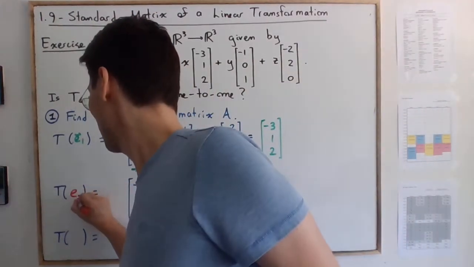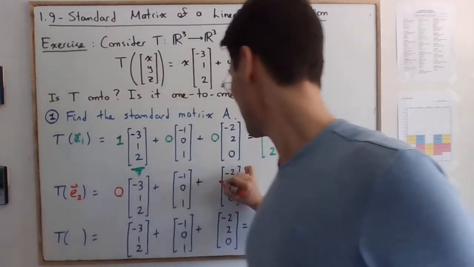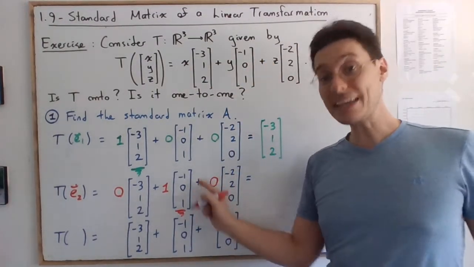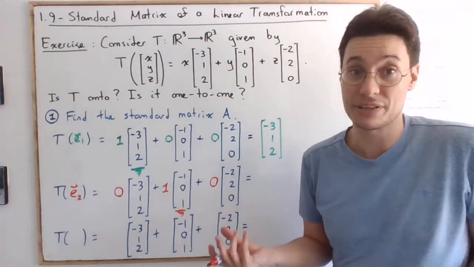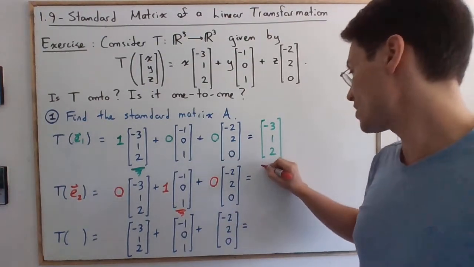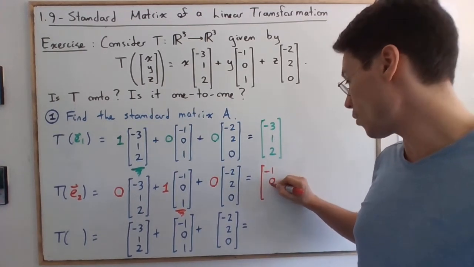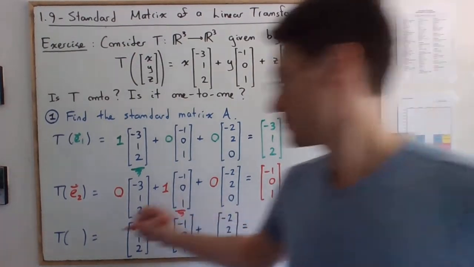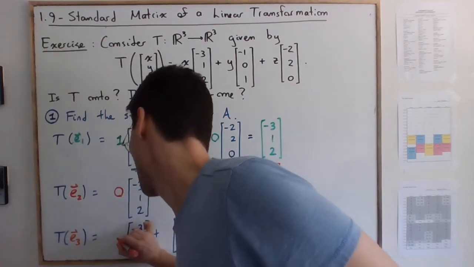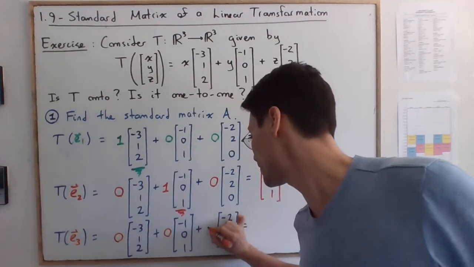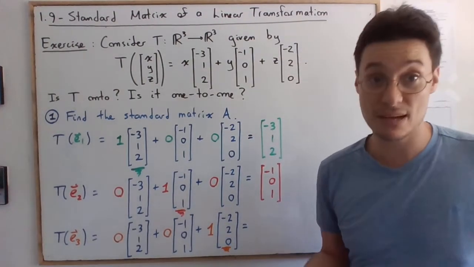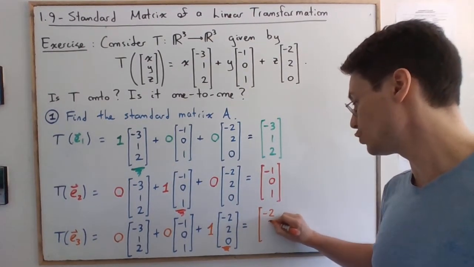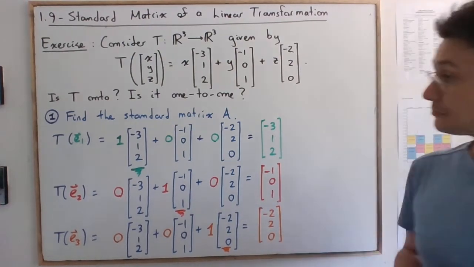So T of e2, okay, remember that e2 has an x component and a z component of 0, and a y component of 1. So it basically picks up the second vector, the one that has the y component attached to it, the y weight. So it gives you the vector negative 1, 0, 1. And finally, T of e3, so it has an x component of 0, a y component of 0, and a z component of 1, and therefore picks up the vector having the weight of z. So the vector negative 2, 2, 0.